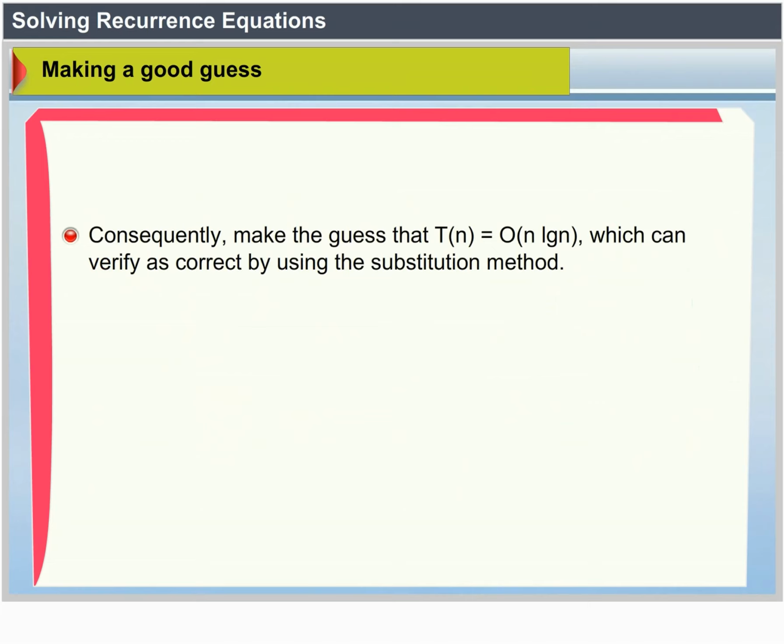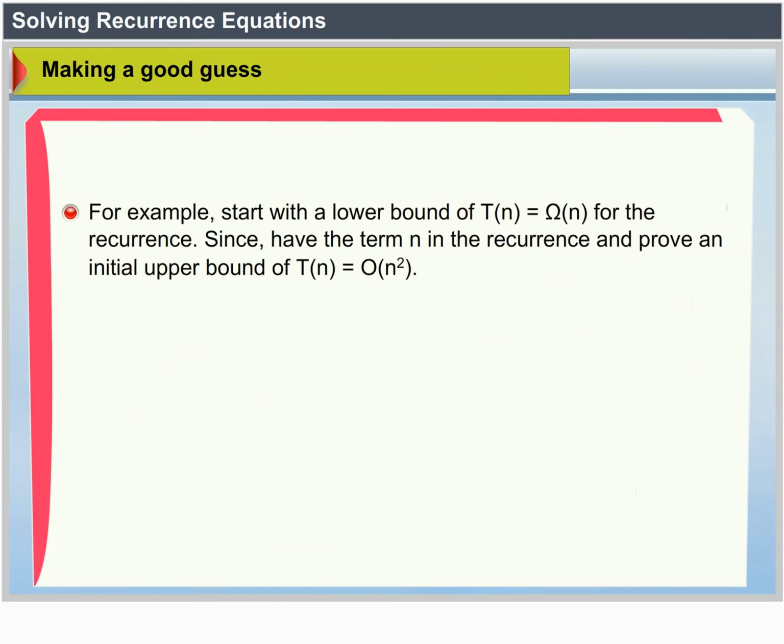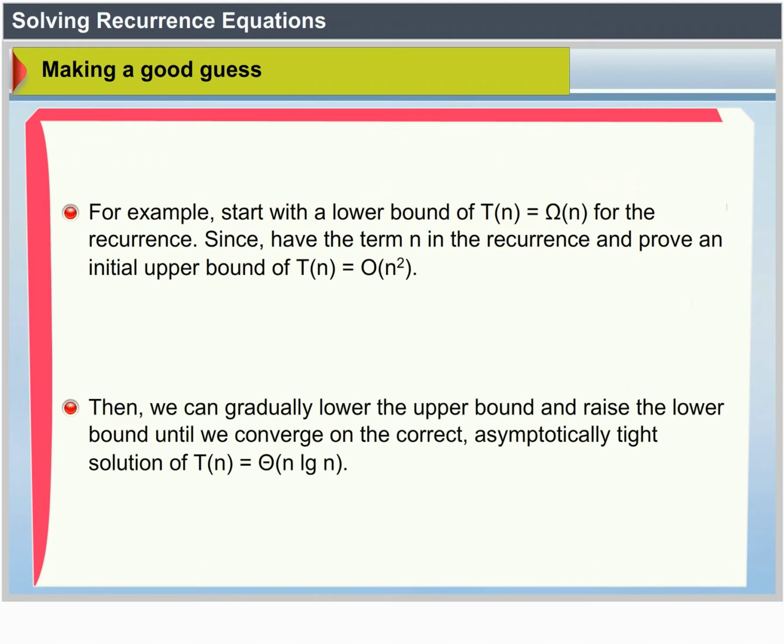Another way to make a good guess is to prove loose upper and lower bounds on the recurrence and then reduce the range of uncertainty. For example, start with a lower bound of T(n) = Omega(n) for the recurrence, since we have the term n in the recurrence, and prove an initial upper bound of T(n) = O(n^2). Then we can gradually lower the upper bound and raise the lower bound until we converge on the correct asymptotically tight solution of T(n) = Theta(n log n).